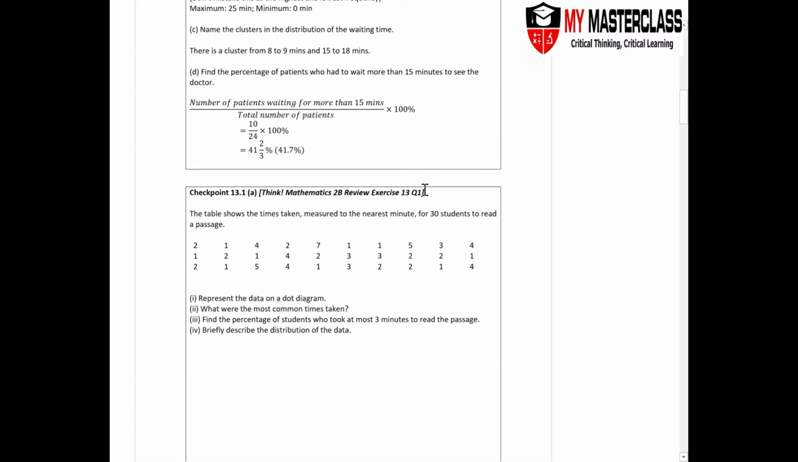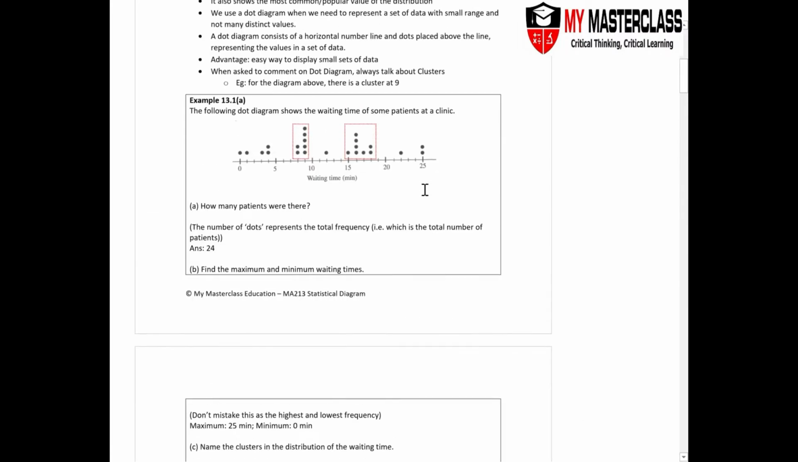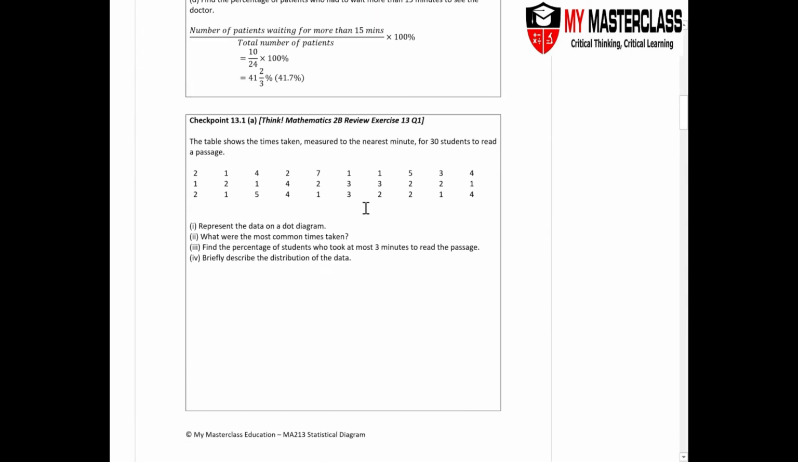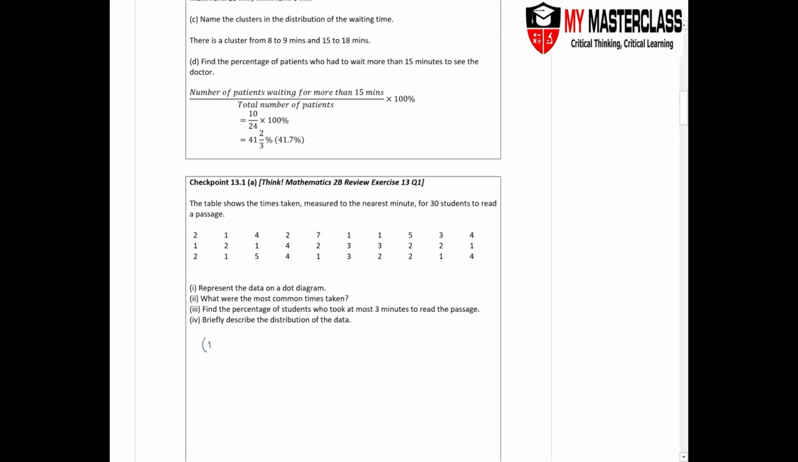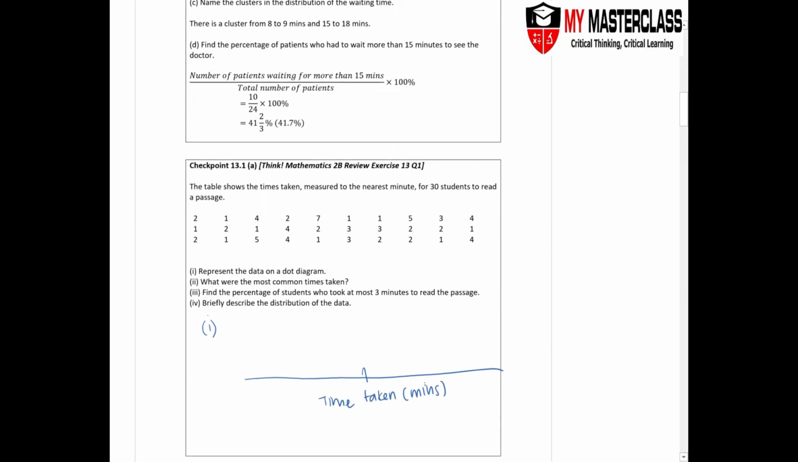Now in the chapter of statistical diagram, let's take a look at dot diagram. How do we express our dot diagrams? This is an example that I've shown you previously. So again, I will do the same thing as the example has given for the first part, which is to represent my data on a dot diagram. So I will have this as my time taken in minutes. Can you see? Exactly what we have over here.